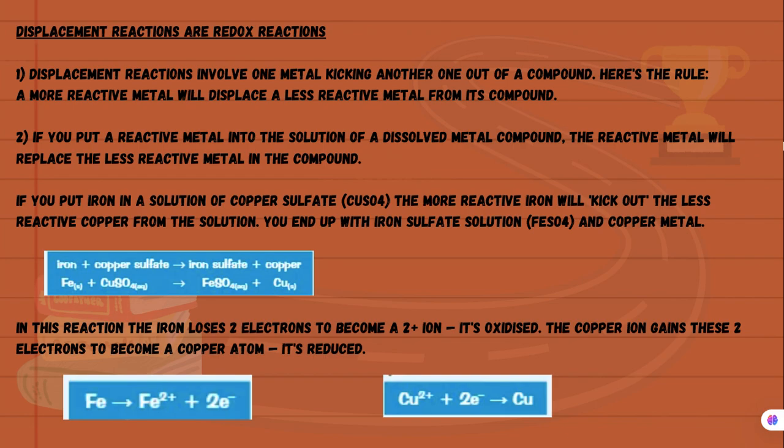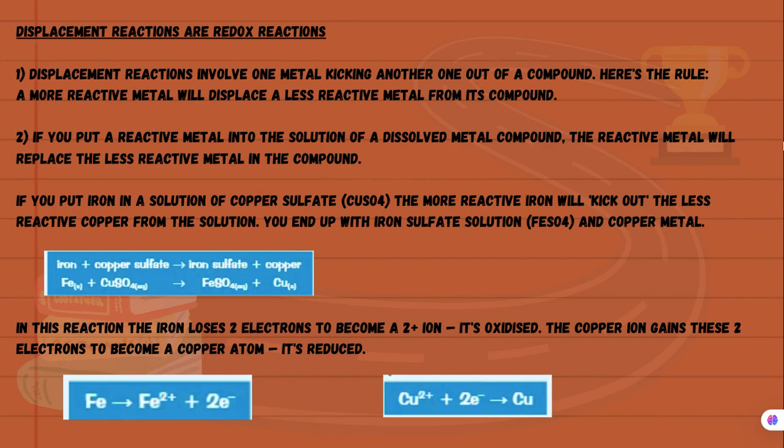If you put iron in a solution of copper sulfate, CuSO4, the more reactive iron will kick out the less reactive copper from the solution. You end up with iron sulfate solution, FeSO4, and copper metal. Iron plus copper sulfate is iron sulfate plus copper. Fe + CuSO4 → FeSO4 + Cu.